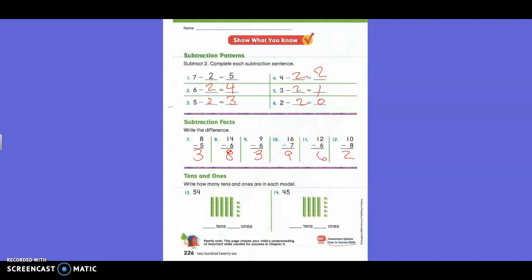How many 10s are in 54? Everyone? 5. How many 1s? 4. Lene, how many 10s are in 45? 4. How many 1s? 5.